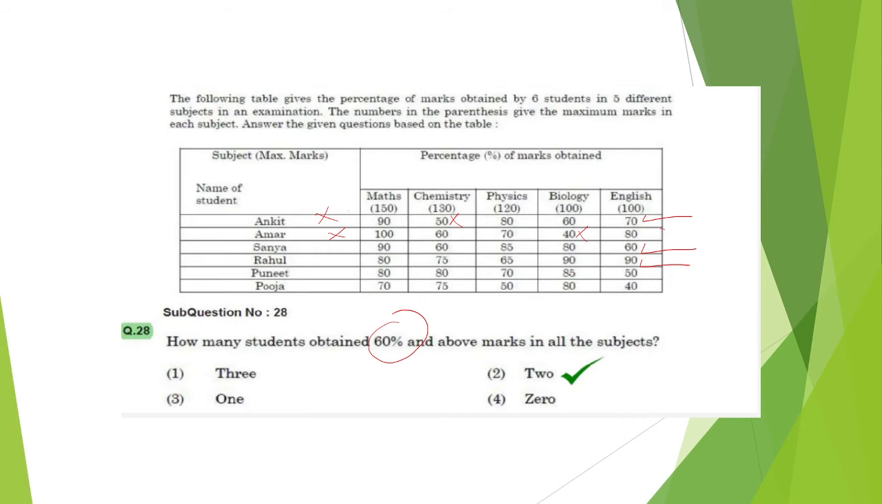Puneet in English got only 50 percentage, that's why we have to avoid him. Pooja also in English got 40 percentage. That's why only Sanya and Rahul got 60 percentage and above marks in all the subjects. That's why 2 is the right answer. Sorry friends, this is only an observation based question. Okay, then we will go to the next question.